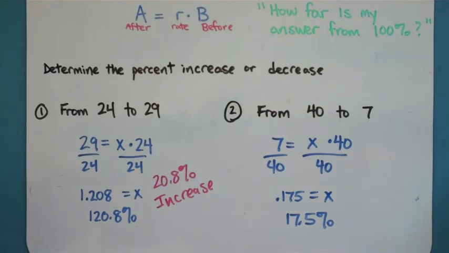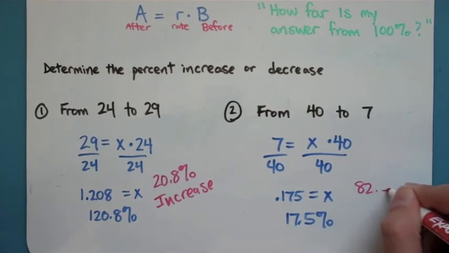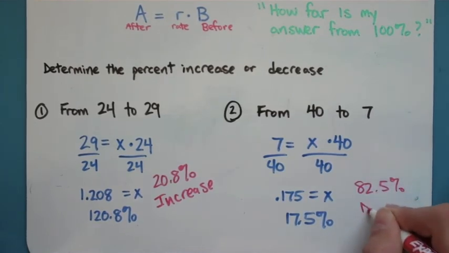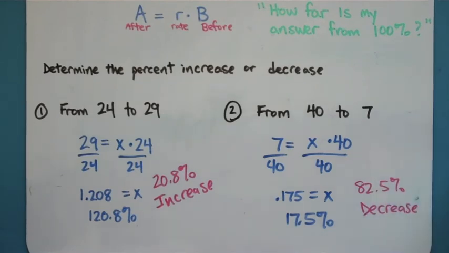Again, if we don't change, we're at 100%, but we're down to 17.5%. That is an 82.5% decrease. Do the same problem as normal. It's just that when you get your answer, you have to look at how far you are from 100%.